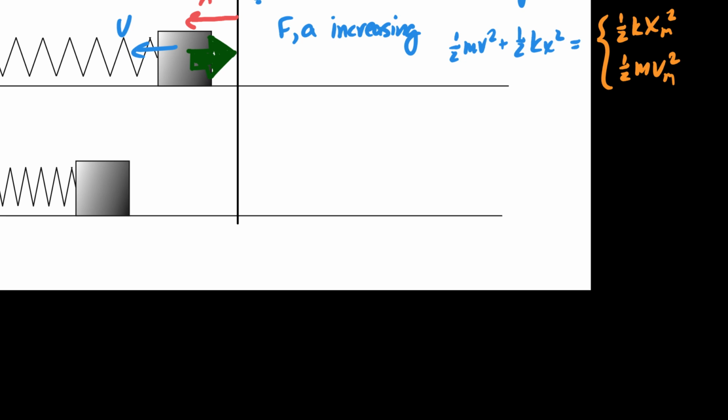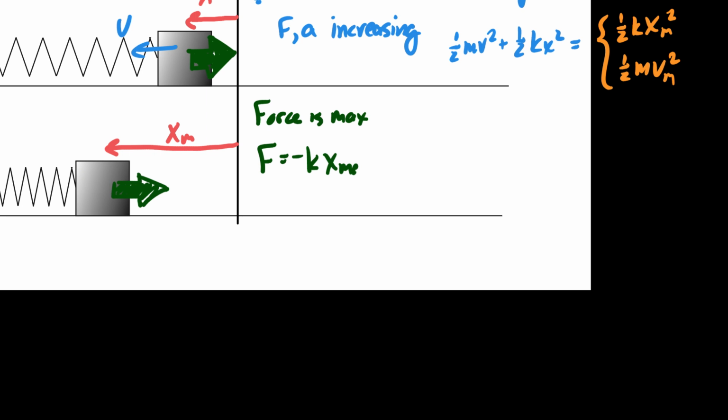Eventually, we'll make it so that we are all the way on the other side at x max now, but now this is negative x max. At this moment, our force is again at a maximum. So force is max. Acceleration is max.